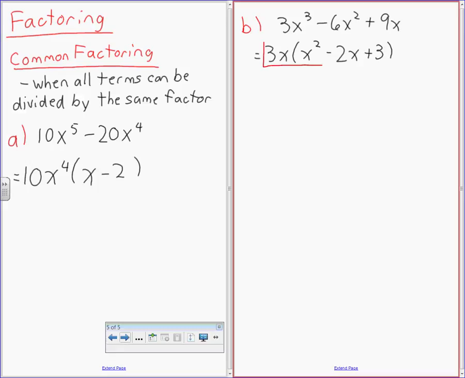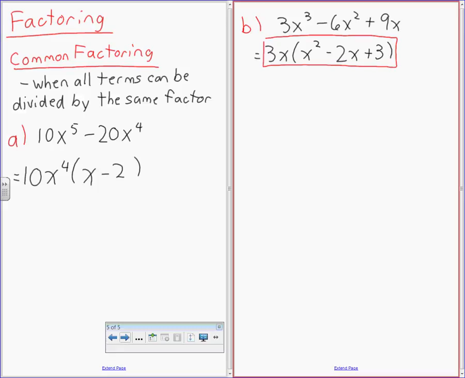Now, common factoring you should always try to do first. That should absolutely always be your first step. The reason we like to common factor is that this is much easier to deal with. This is a huge number, while x minus 2 is very small to deal with. You always want to get things as small as possible. That's what common factoring does for you.